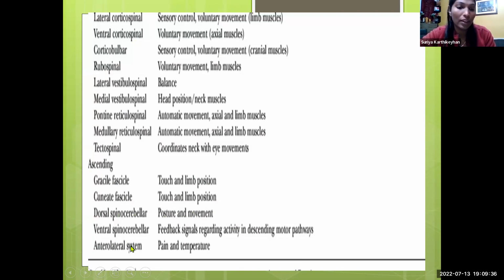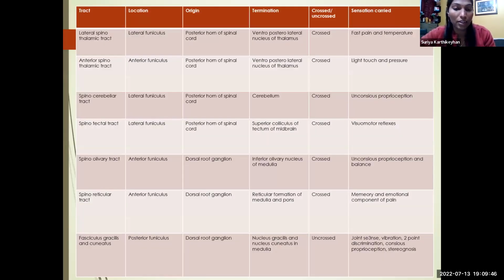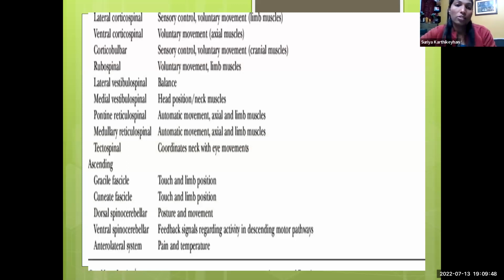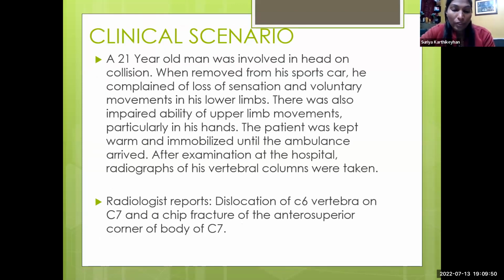Then we have the spinothalamic system, carrying pain and temperature. Mainly the lateral spinothalamic is concerned with pain and temperature, and the anterior spinothalamic with touch and pressure. So coming back to the clinical scenario, we have to get the answers. A 21-year-old man was involved in a head-on collision. When removed from his sports car, he complained of loss of sensation and voluntary movement in the lower limb.